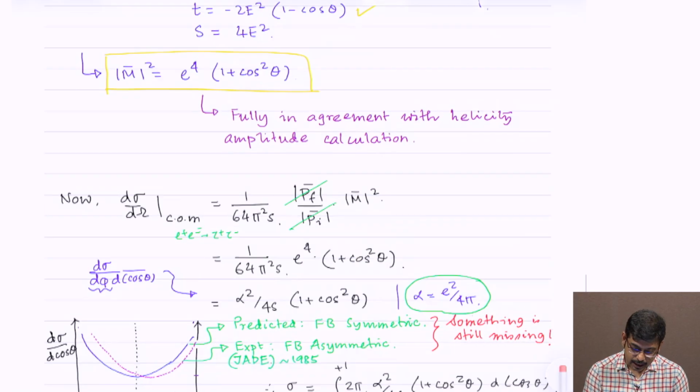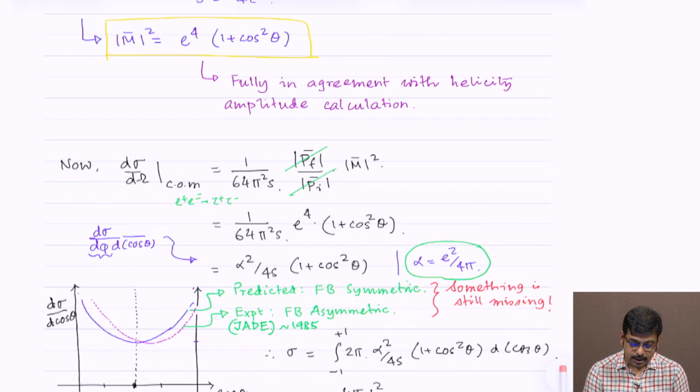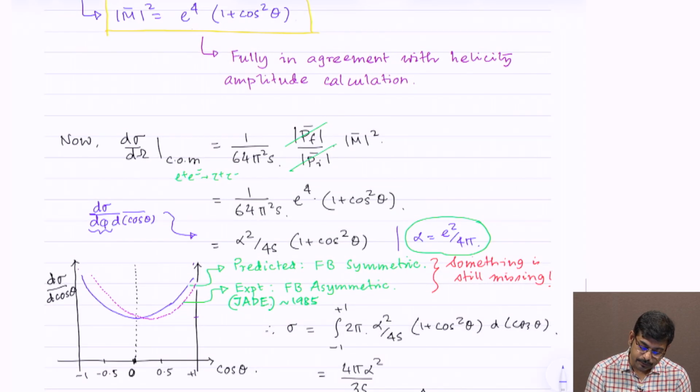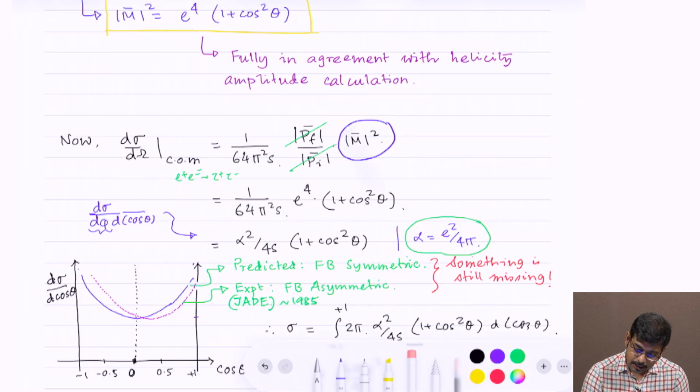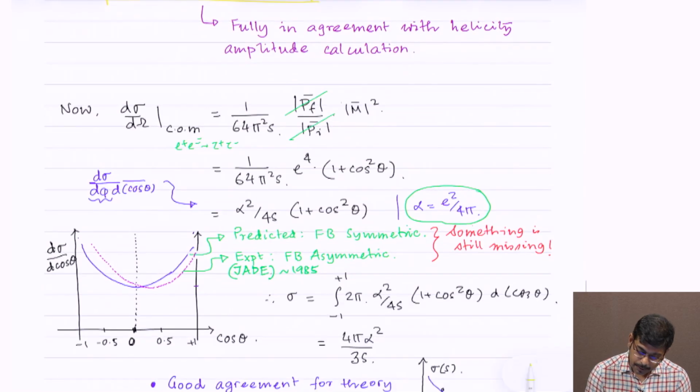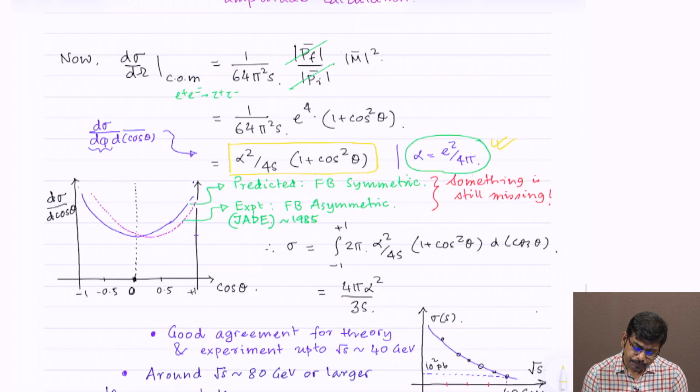So, to recapitulate, this is going to give you a differential cross section dσ/dΩ that you can write as 1/(64π²s) times p_f*/p_i* in the center of mass frame with the matrix element squared. Once you choose the matrix element squared as you have derived already, you get the differential cross section of the form α²/(4s) times (1 + cos²θ). This α is what is called the fine structure constant. It is e²/4π, and the value is usually 1/137, right?